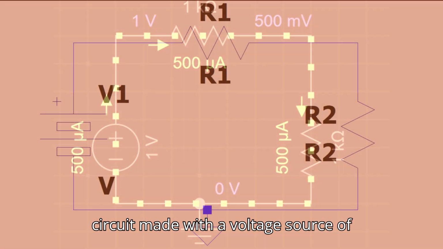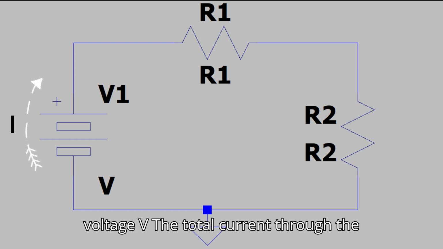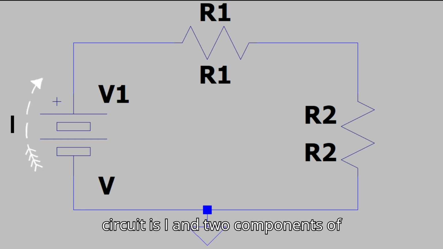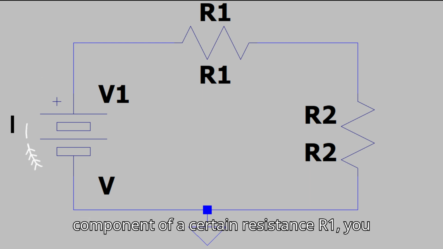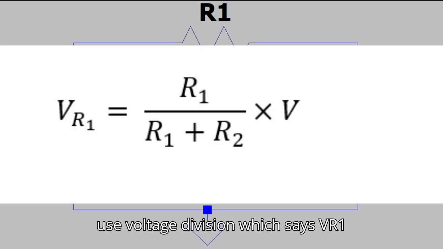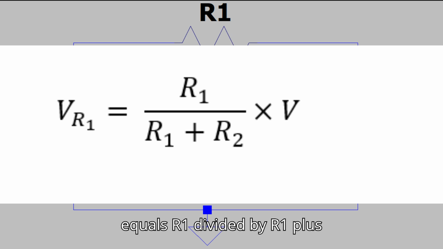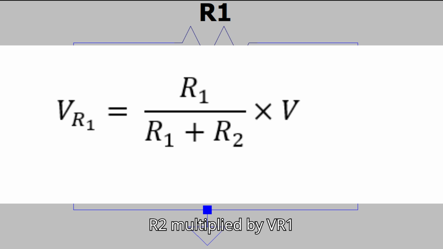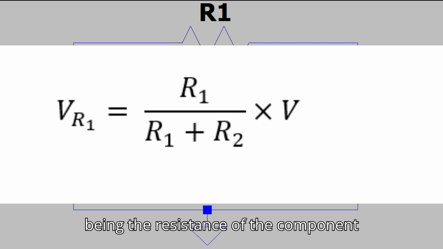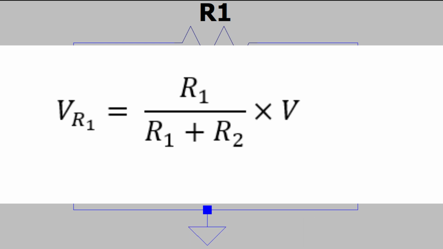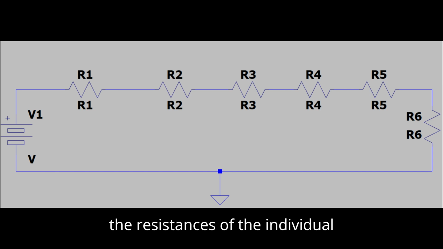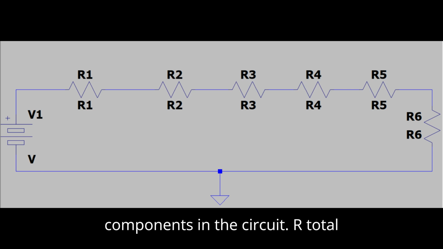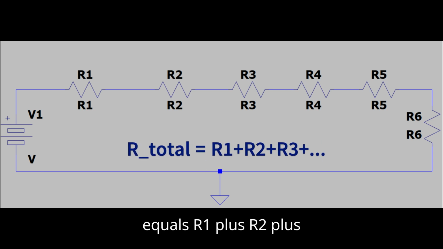Say you have a circuit made with a voltage source of voltage V, the total current through the circuit is I, and two components of resistances R1 and R2 in series. To determine the voltage drop across a component of a certain resistance R1, you use voltage division, which says VR1 equals R1 divided by R1 plus R2, multiplied by V, R1 being the resistance of the component whose voltage drop you are looking for. The total resistance of a series connected circuit is simply the sum of the resistances of the individual components in the circuit. R total equals R1 plus R2 plus R3 and so on until the last component.